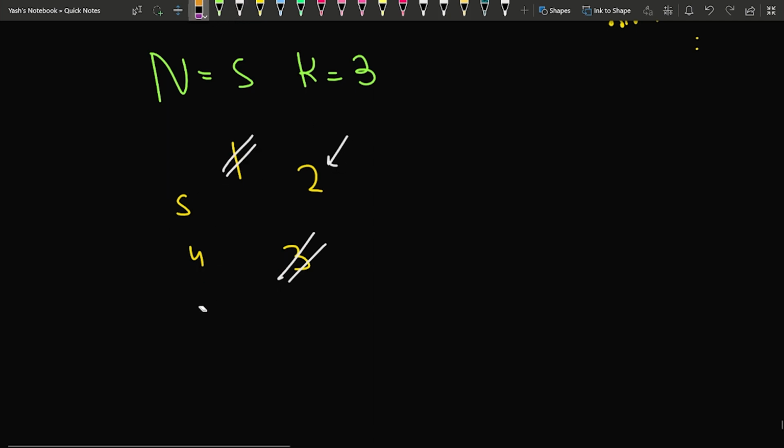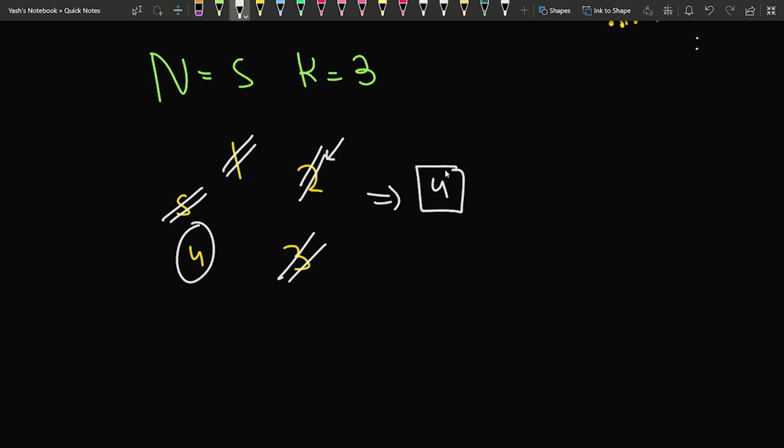Now since I'm standing at 2, what is the third person from 2? 2 is the first person, 4 is the second person, 5 is the third person in the clockwise direction. So I'll kill 5 after that. Then I'll again come back and stand at 2. Now 2 is the first person, 4 is the second person, then again I move to 2. So now 2 will be the third person, right? This 2 is nothing but the third position. So I'll kill this guy. Now the person that is left is nothing but 4. So the position that is safe is 4 here.